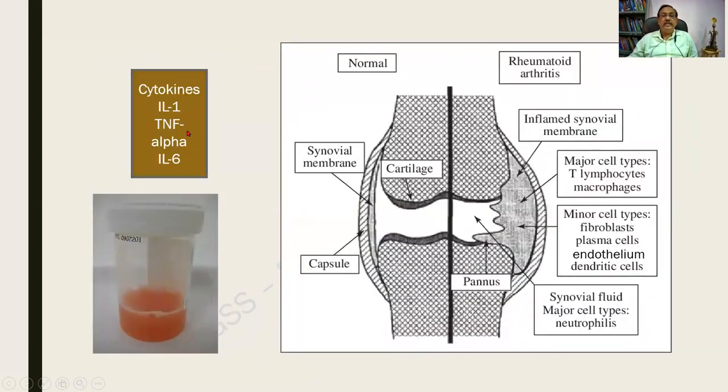Look at this one. These are the cytokines, the interleukins, tumor necrosis factor alpha, and interleukin 6. So these will be the mediators which realize the action of these inflammatory cells. And this is an aspirate from a patient having rheumatoid arthritis, which has been hemorrhagic.